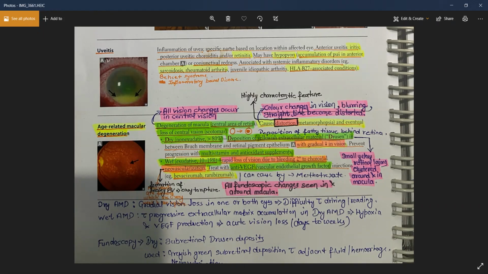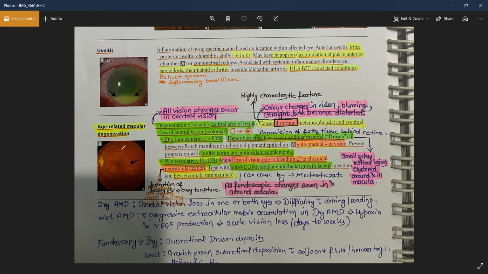Similar kind of symptoms, because of neovascularization, the hemorrhage can also happen in diabetes, but in diabetes it will be diffuse. But in case of ARMD, it will be local. It will be localized to the macula only. It will be clustered in the macula only. These kind of hard exudates you can see.